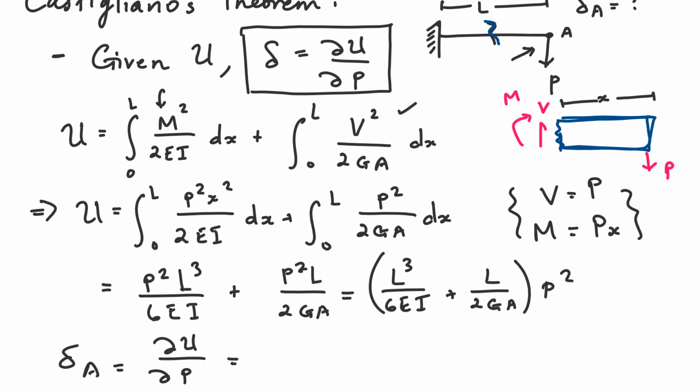Alright, and then the derivative of P squared is just 2P, so this is going to give us 2P times all this. And that's the answer. That's the deflection at A.